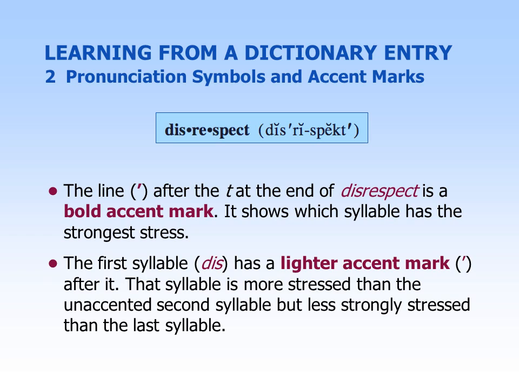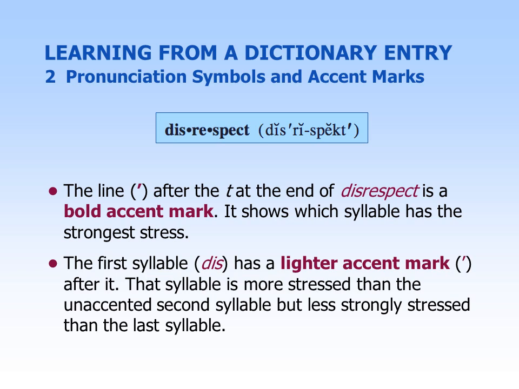Okay, next it gives you pronunciation symbols. After pronunciation symbols, it gives you accent marks. These are kind of tricky. So after the word disrespect in the last syllable, you're going to see that bold line. So the line after the T at the end of disrespect is the bold accent mark. It shows the syllable that has the strongest stress. Disrespect. Spect gets the strongest stress.